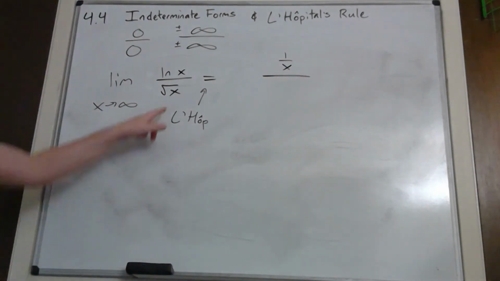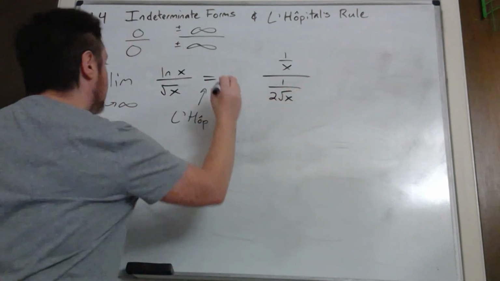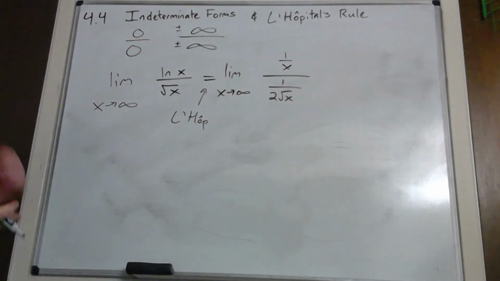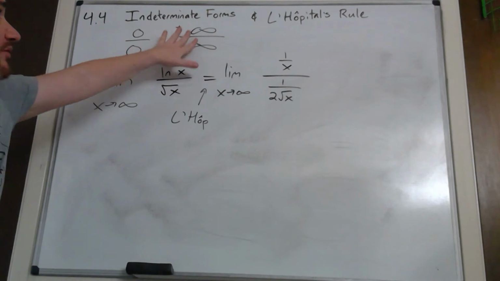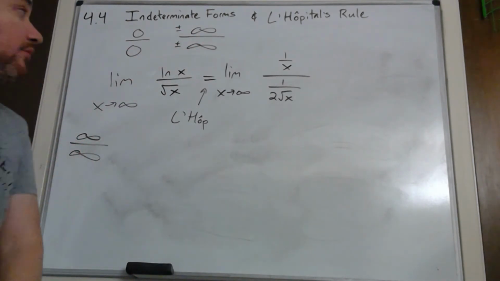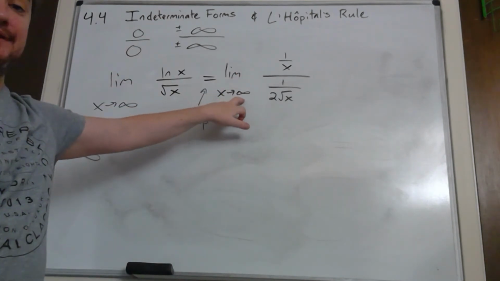The derivative of the bottom is 1 over 2 root x. All right, and so we want the limit as x approaches infinity of that. Remember, the original indeterminate form we just got was infinity over infinity, which is an indeterminate form. What happens now to this new expression as x goes to infinity?